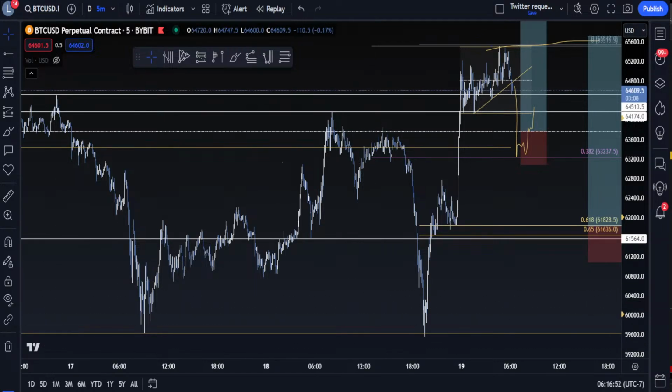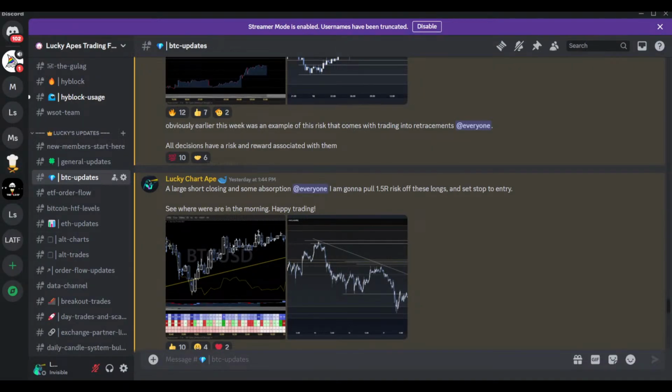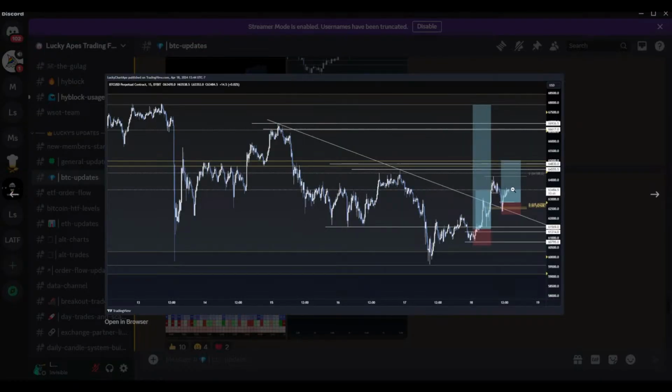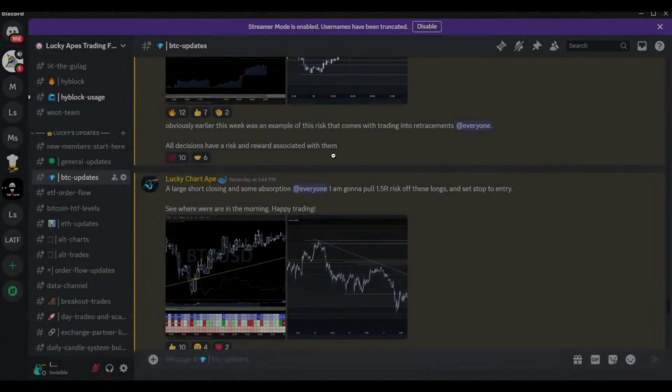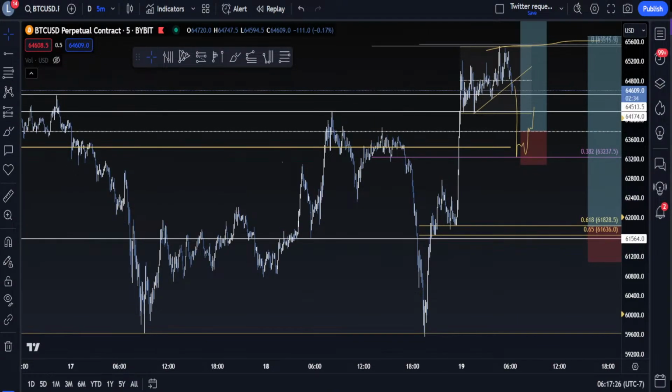Somebody asking if I got stopped out of my longs. I did. I had a partial TP. But yeah, last night I had 2 longs running. And before I went to sleep, I saw a large short closing, some absorption. I'm going to pull 1.5 hour risk off these longs and set stops to entry. See where we are in the morning. And I was stopped out on the rest at entry.